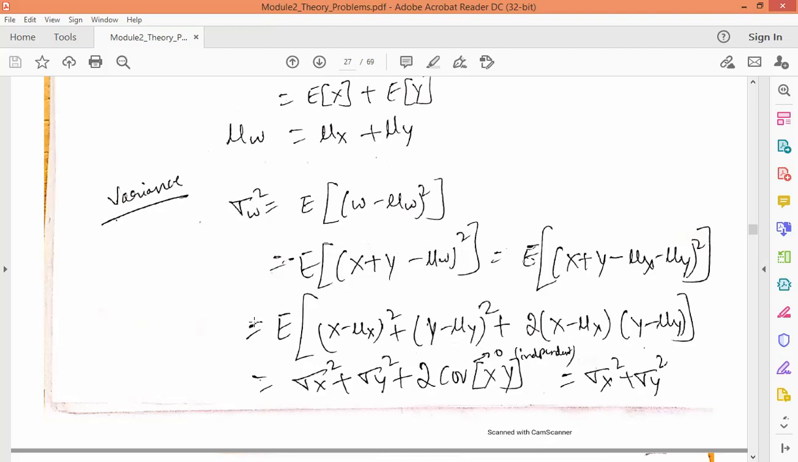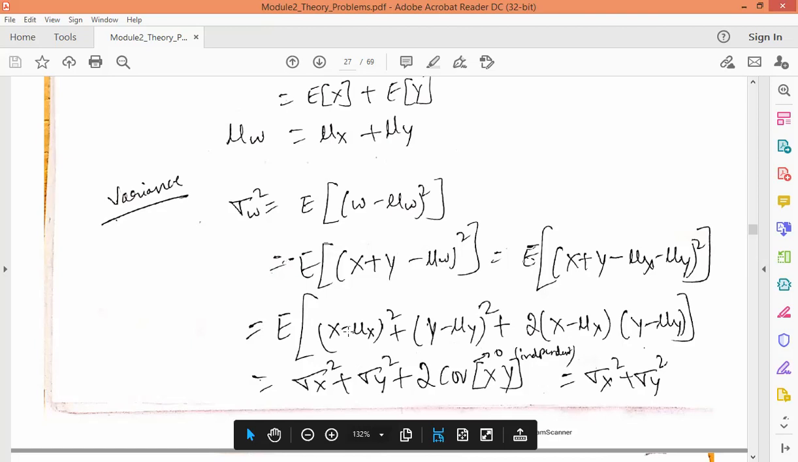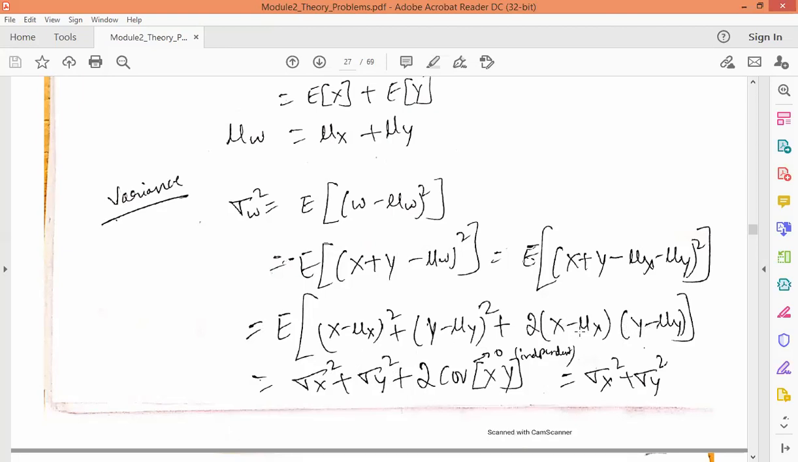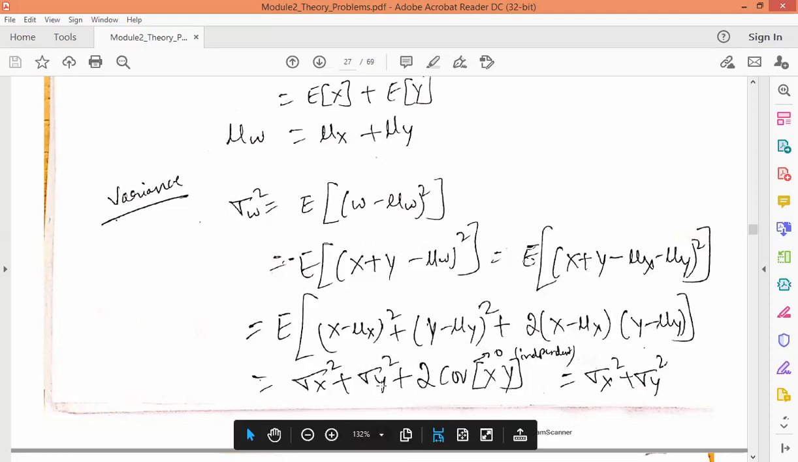Now if you apply the expectation operation to each of these terms, expectation of X minus mu X whole square is nothing but sigma X square. Similarly, expectation of Y minus mu Y square is nothing but sigma Y square. And expectation of 2 into X minus mu X into Y minus mu Y will be equal to covariance. So we can write plus 2 into covariance of XY.